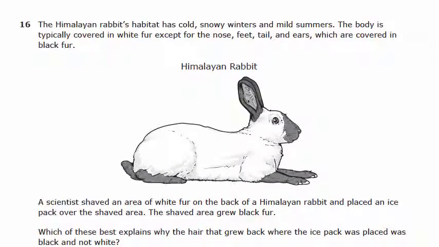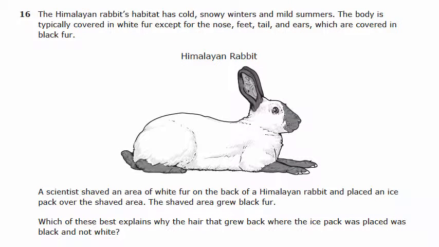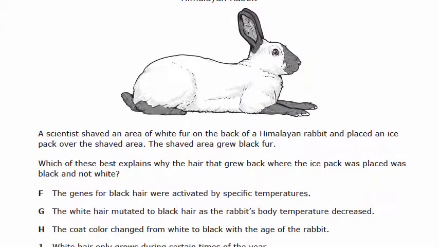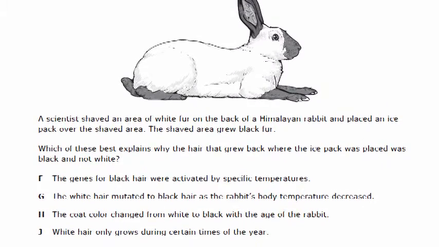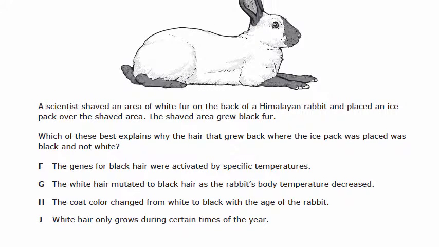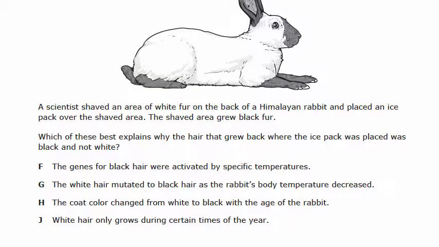Number 16. The Himalayan rabbit's habitat has cold, snowy winters and mild summers. The body is typically covered in white fur, except for the nose, feet, tail, and ears, which are covered in black fur. A scientist shaved an area of white fur on the back of a Himalayan rabbit and placed an ice pack over the shaved area. The shaved area grew black fur.